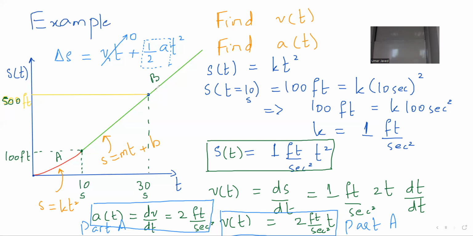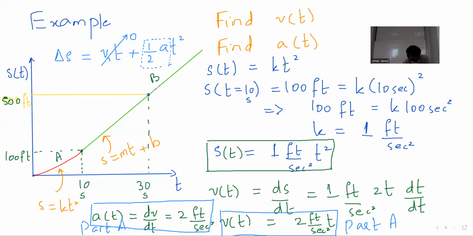Right here, 100 equal to m multiplied by 10 plus b. Then write one more time. This time around, write 500: 500 equal to m multiplied by 30 plus b. Solve for m and b.